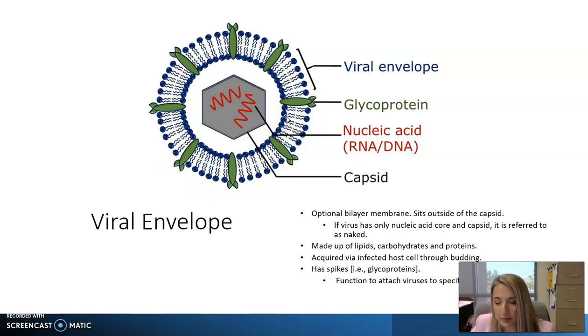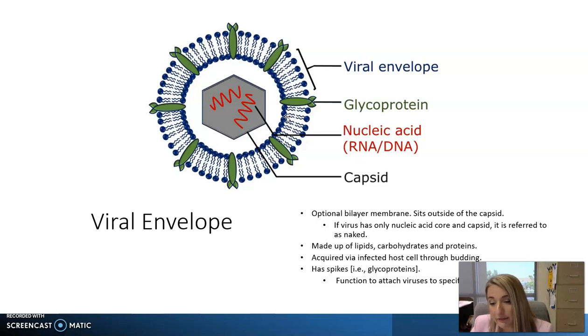And the envelope is made up of the same thing that our cell membranes are made up of, being things like lipids, carbohydrates, and proteins. And that's because the envelope originated as a cell membrane from a host cell. So when viruses replicate inside of a host cell and then eventually leave that host cell so they can go on and infect another host cell, they actually take a piece of the cell membrane with them in a process known as budding. And that piece of the cell membrane that they take with them during the budding process is what will actually serve as their envelope.